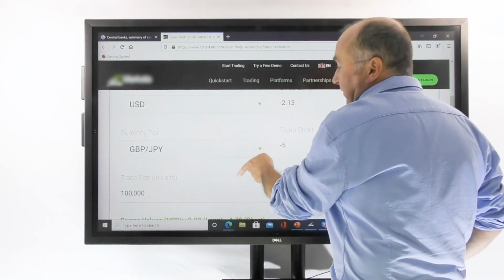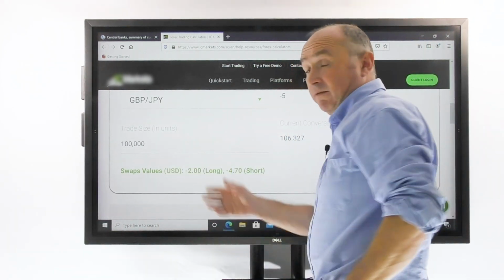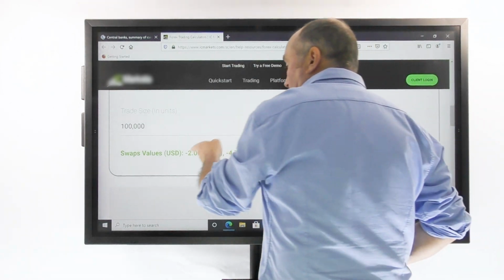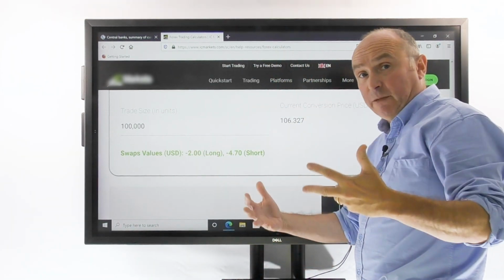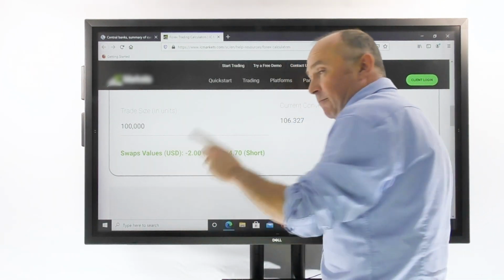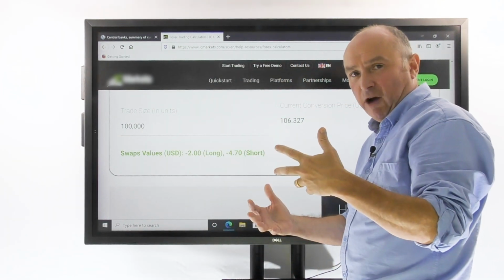My contract size, if I'm trading one standard contract, clearly that's going to be 100,000. Basically, my cost of swap, my swap charge for holding the position overnight through the change of the daily candle, is going to be $2 per one standard contract. Doesn't sound very much, does it?